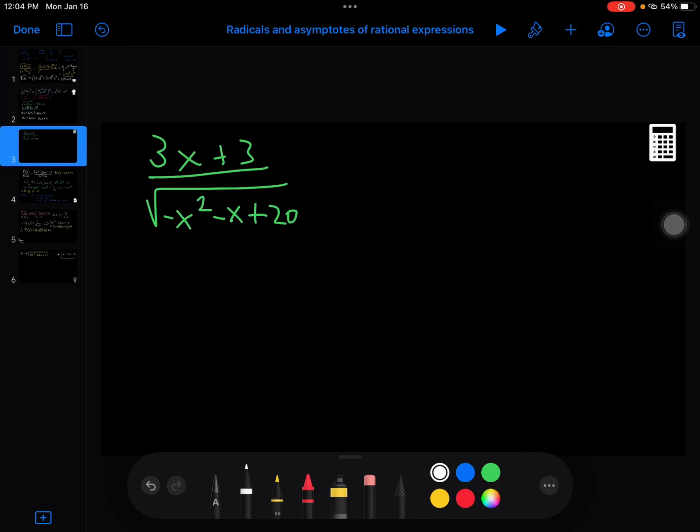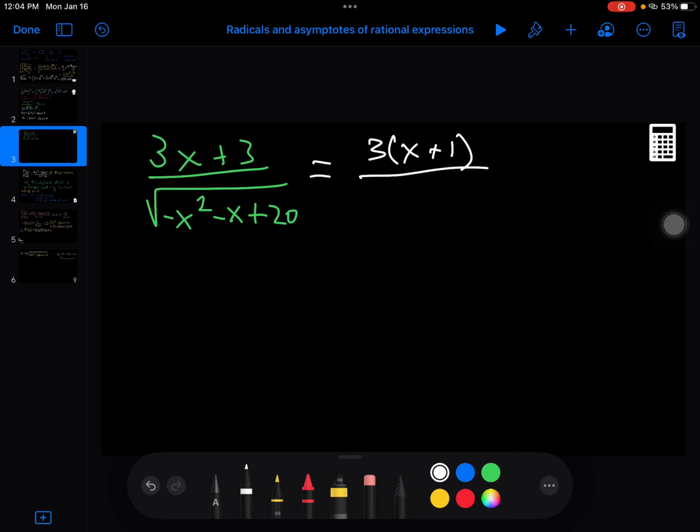In this video, we'll look at what happens when we've got a radical on the bottom, and that'll segue into asymptotes and holes and parts of graphs, features of rational expressions. And so what we have here is an opportunity to simplify. Let's look at the top. We can take out a 3, obviously, 3 times x plus 1.